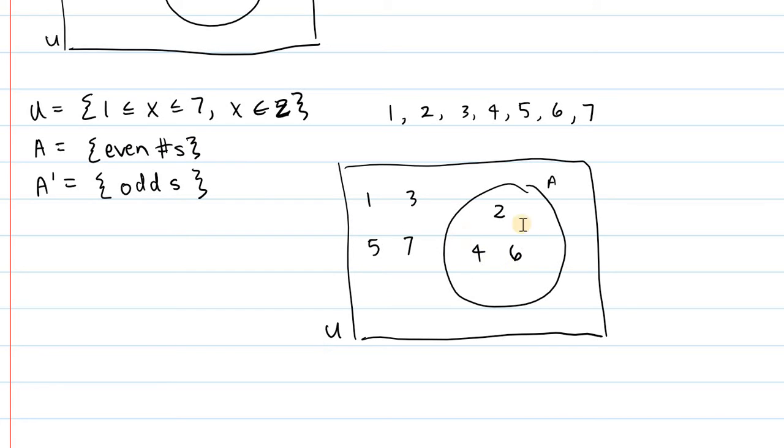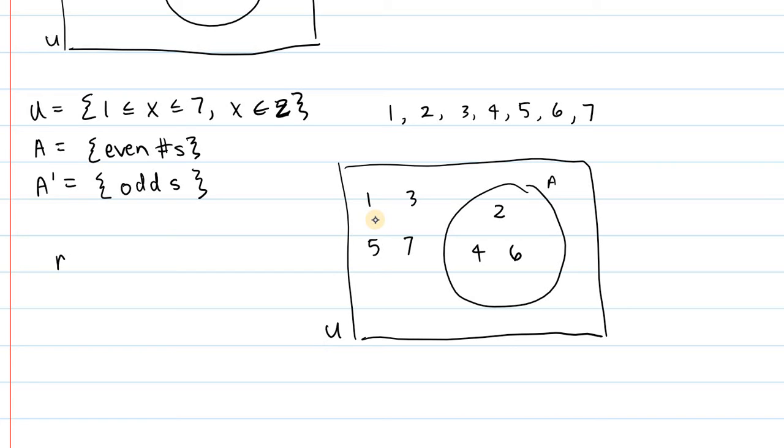So in the circle were the set of numbers that were even, and then because our universe contained numbers 1 through 7, outside of the circle, we had to put those other values, all right?